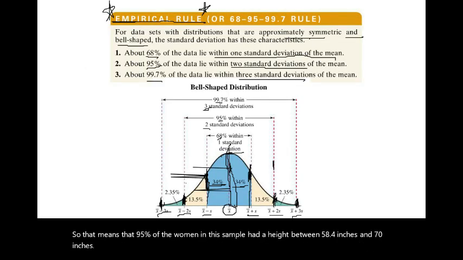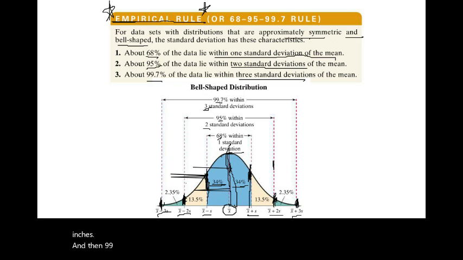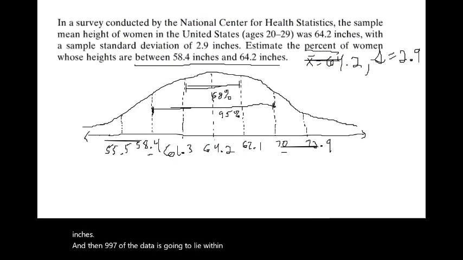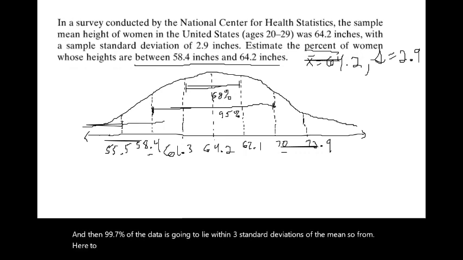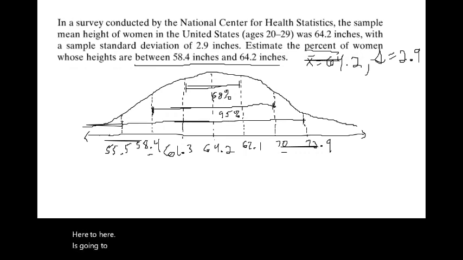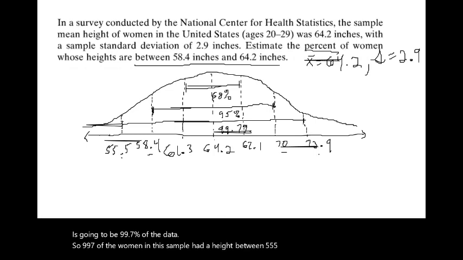And then 99.7% of the data is going to lie within 3 standard deviations of the mean. So from here to here is going to be 99.7% of the data. So 99.7% of the women in this sample had a height between 55.5 inches and 72.9 inches. So that is what the empirical rule looks like.